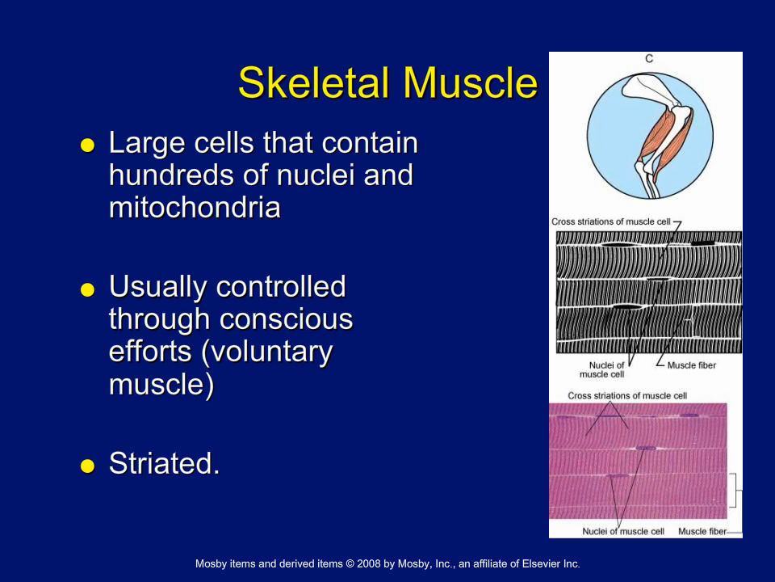Now, contraction of skeletal muscle is usually controlled through conscious efforts. That is, we say it's voluntary. You tell your biceps to contract, your biceps contracts. The other property of skeletal muscle is that it's striated, and we'll talk about what these striations mean in a couple more chapters, but it's a way to help us differentiate it from the next one, which is smooth muscle.